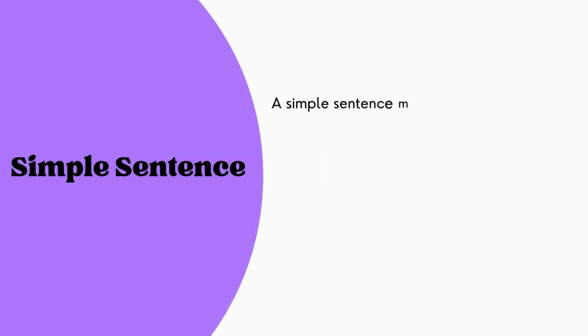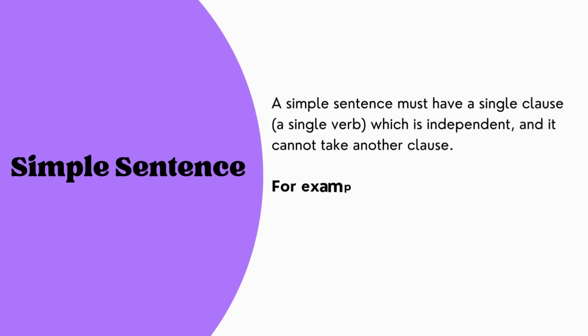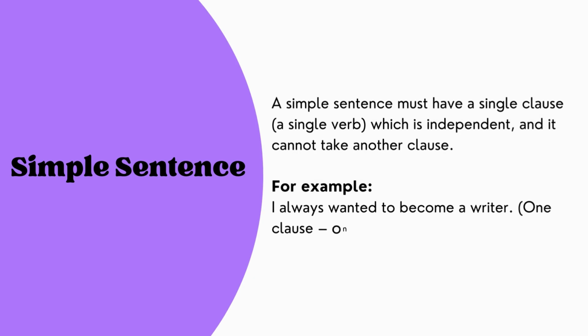Simple sentence. A simple sentence must have a single clause, a single verb, which is independent, and it cannot take another clause. For example, I always wanted to become a writer. One clause and one verb.